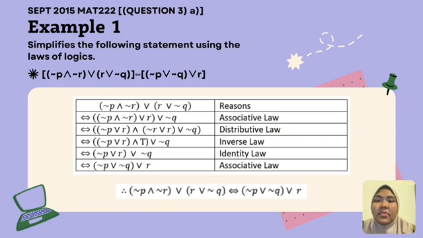That's why we can use the associative law, so that we can arrange the position of the statement itself, which is from not P or R or not Q, we arrange it as not P or not Q or R. So it shows that not P and not R or R or not Q is equivalent to not P or not Q or R. So the statement has been proven.